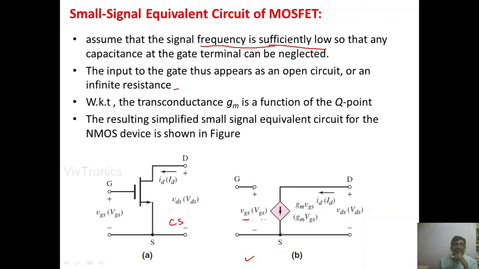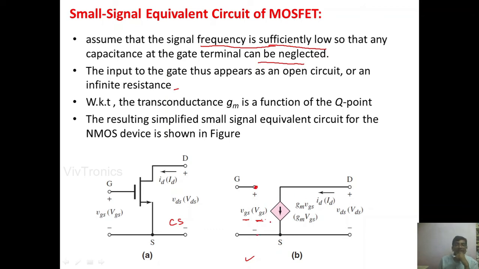So at the input side, as we are assuming the input frequency is low, the gate terminal capacitance is neglected and the reactance is large, so it is represented with an open circuit here. So at the input side we don't have any component, only the voltage VGS, which is the voltage between the gate terminal and the source terminal.